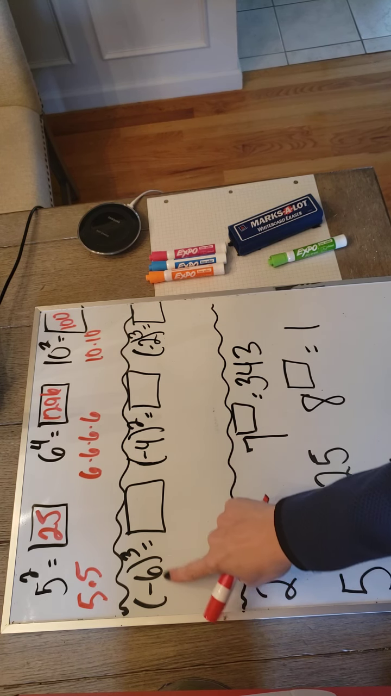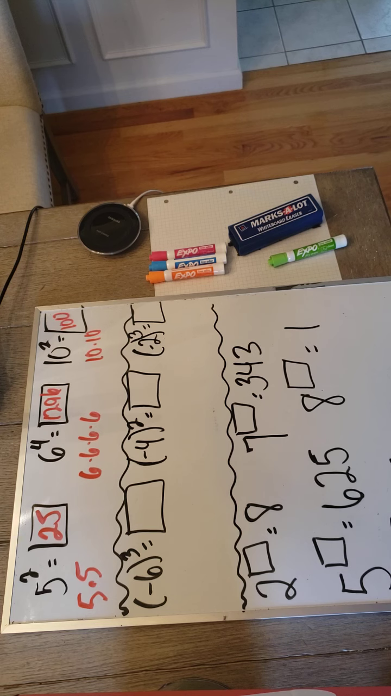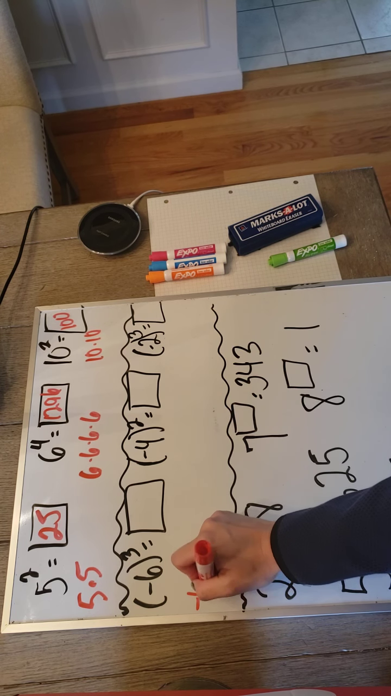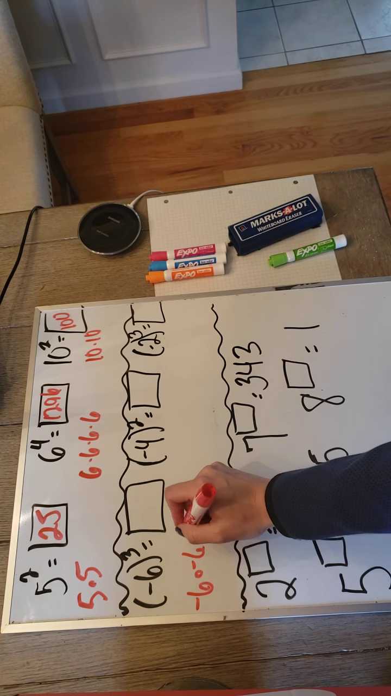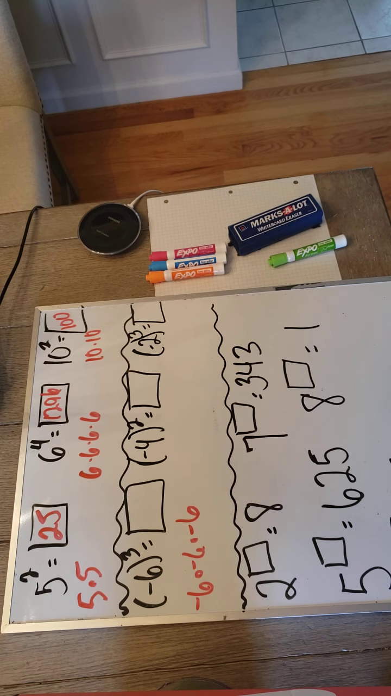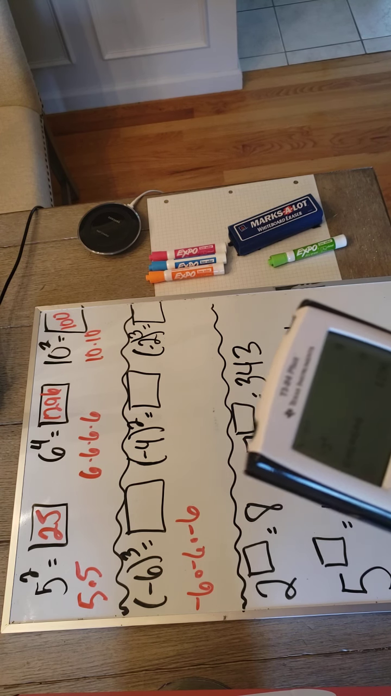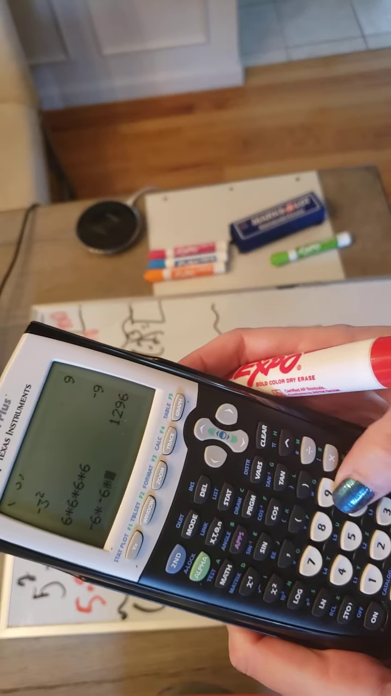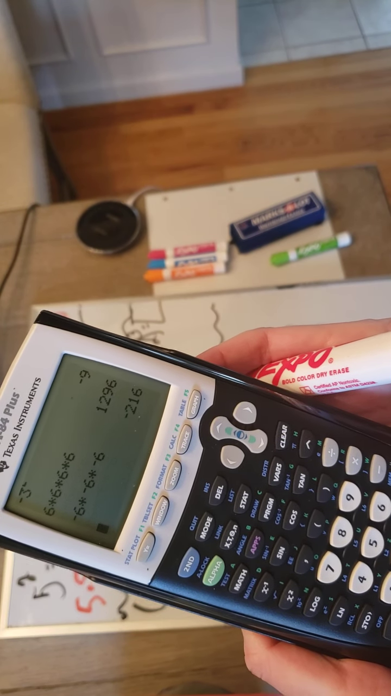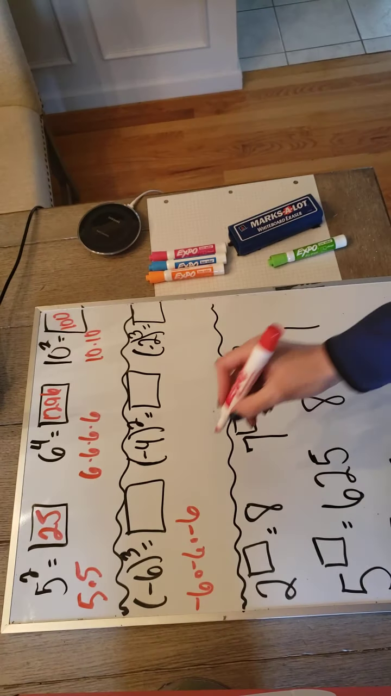Now we have negative 6 to the 3rd power. So if you needed to do it the long way, negative 6 times negative 6 times negative 6, throw it in the calculator, and you get negative 216.